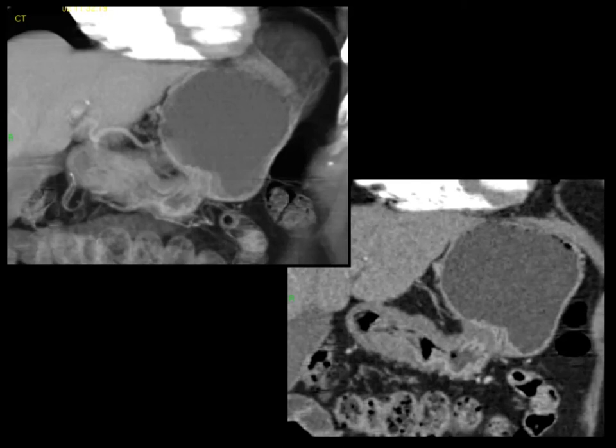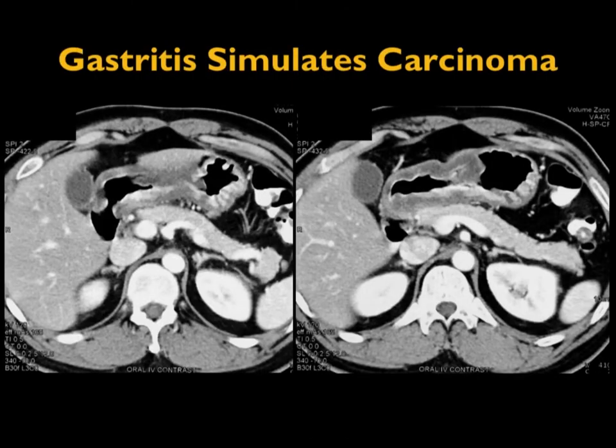It's narrowed. There's a transition point. This was an example where I thought this was carcinoma. So did the surgeon. At resection, the pathology ended up being inflammation. So at times, severe inflammation, particularly over time, can simulate tumor.